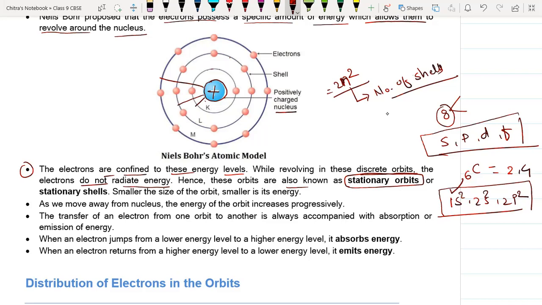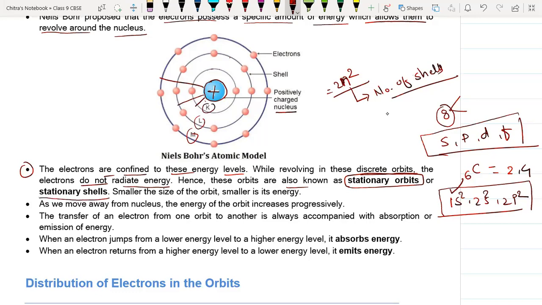So total exchange of energy remains constant. Orbits like K, L, M are the principal energy levels. It is the same, it is not going to change. As we go far from the nucleus, that's why they are called energy levels.